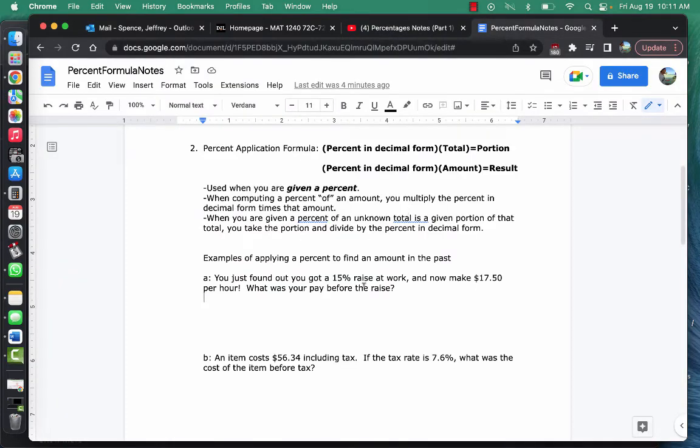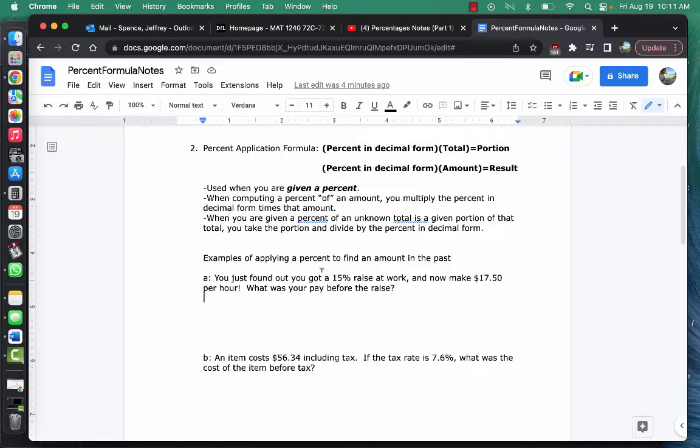But the difference between that problem and these problems is that the percent given and the result that we know, the percent given is an increase or a decrease, which makes it a little bit more complicated. So let's take a look at these two examples.